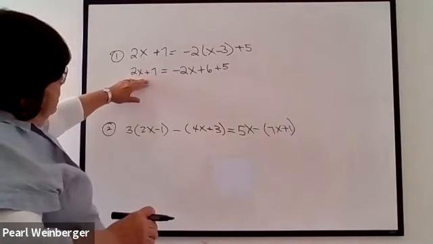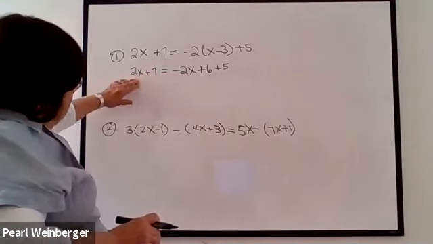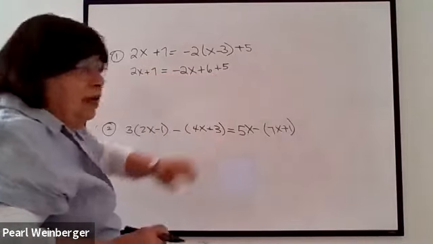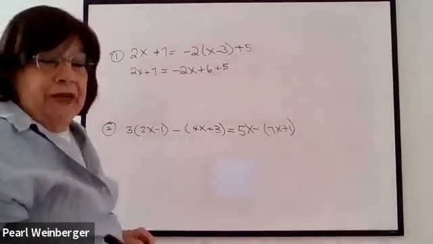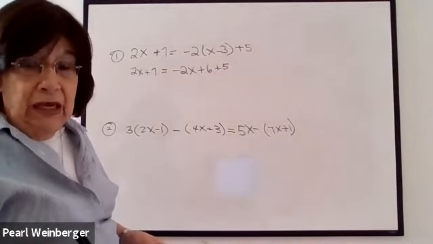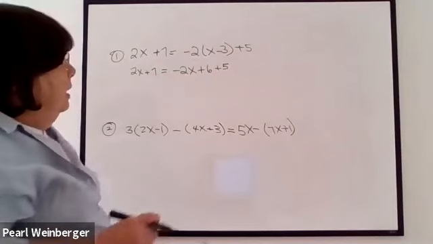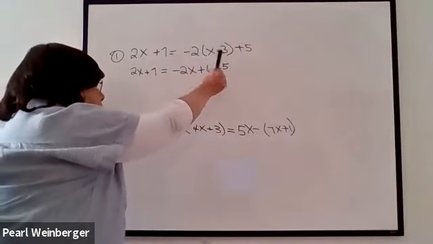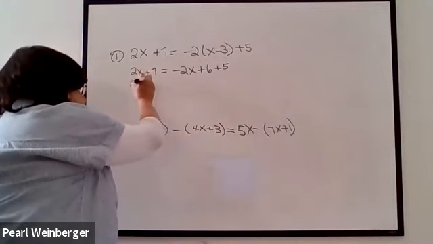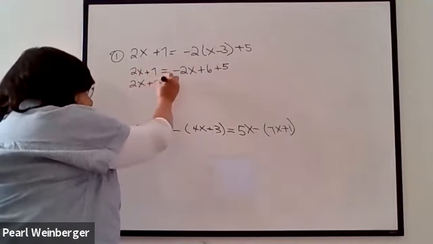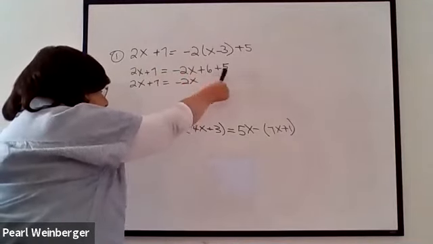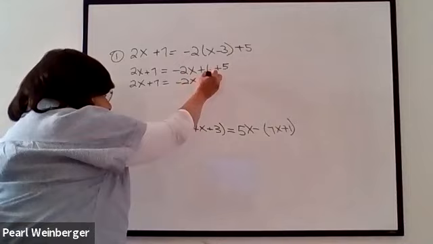Now, if you notice, on this side I have only an x and a number. Over here, I have things that I can combine. So my next step after removing the parentheses is to combine any like terms that I see. The 6 and 5 are like terms. So this gives me 2x plus 7, which just remains the same, equals -2x, and I combine the 6 and the 5, which gives me 11.